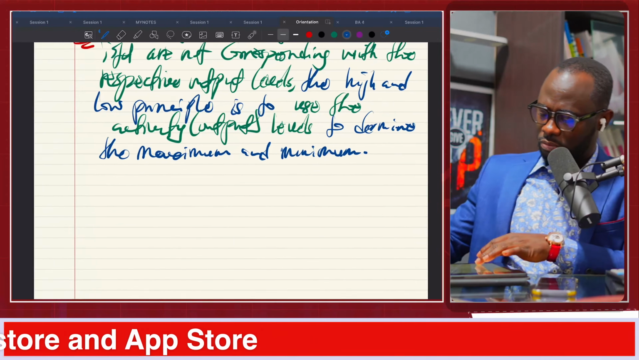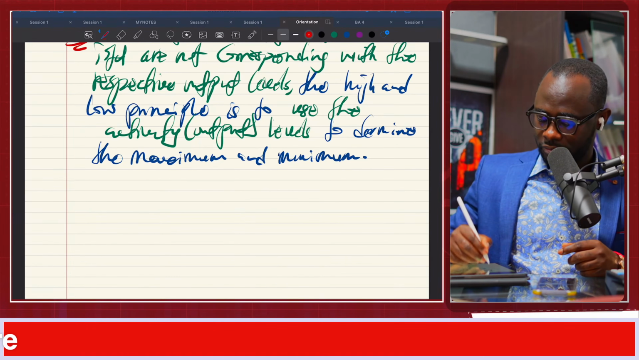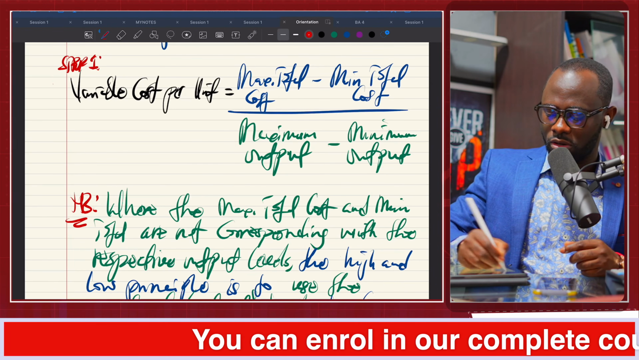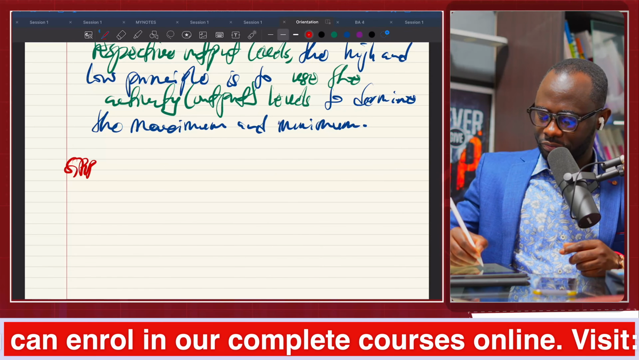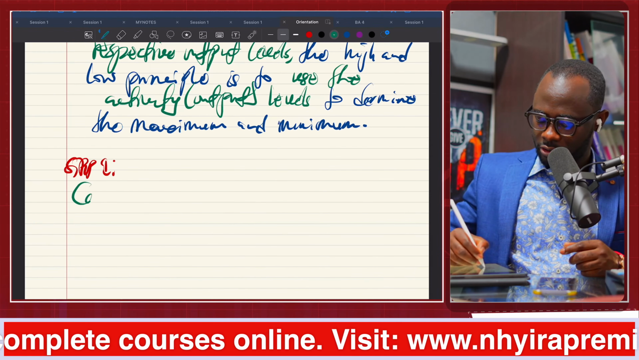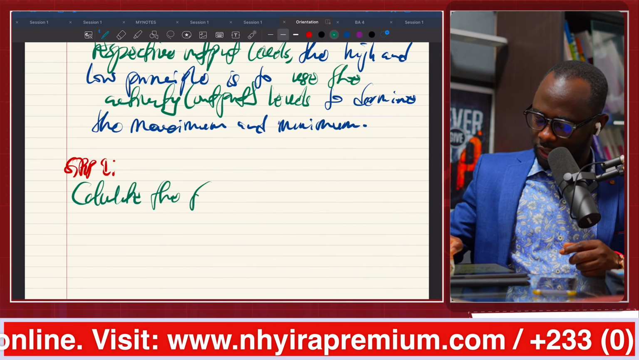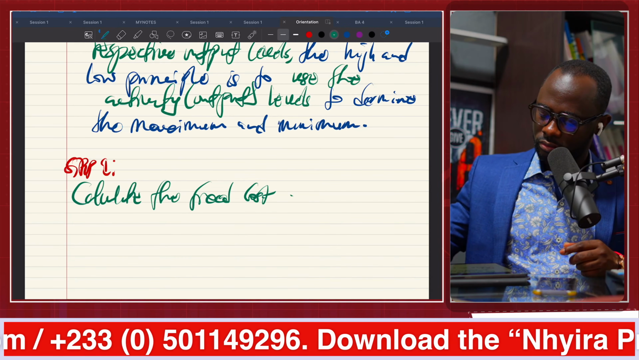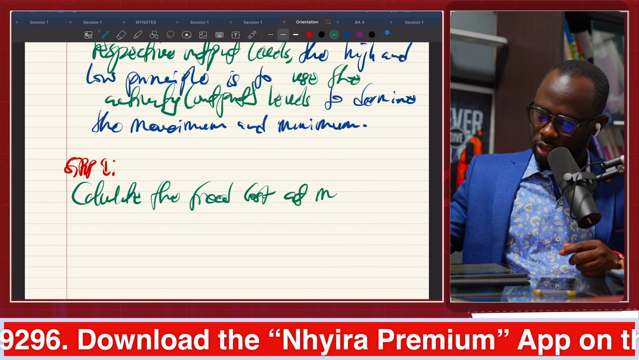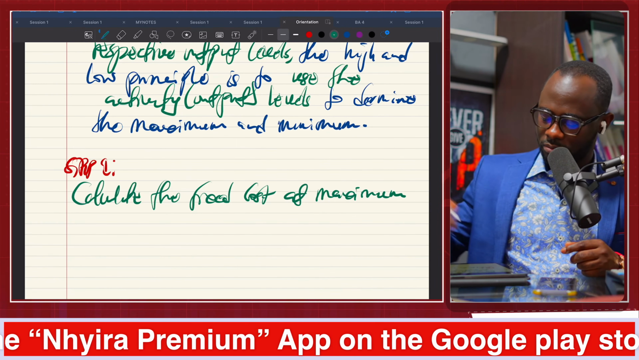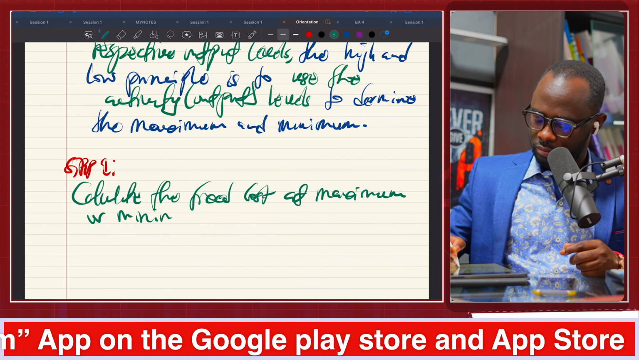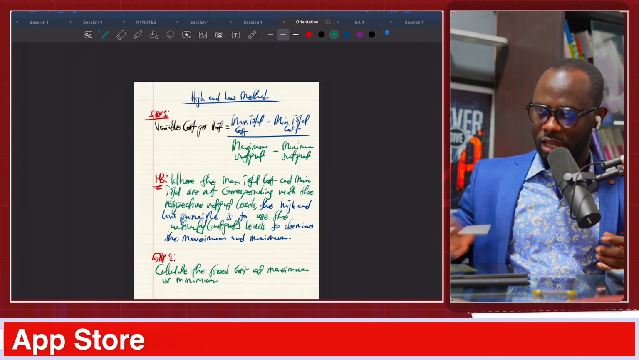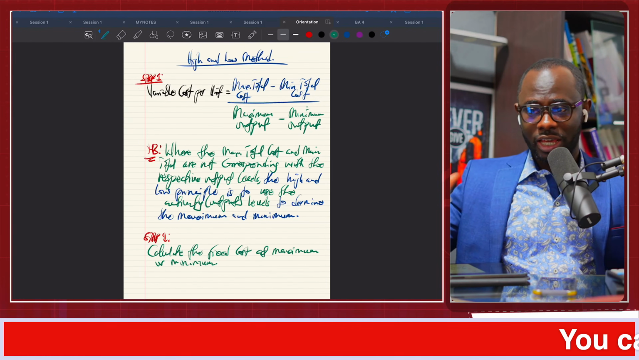Once we calculate the variable cost per unit, we can now calculate the fixed cost. So step 1 would be to calculate the variable cost per unit. Then step 2 is to calculate the fixed cost. And you can apply either maximum or minimum. These are the ideas about the high and low method, and you're going to see it playing out in a moment.